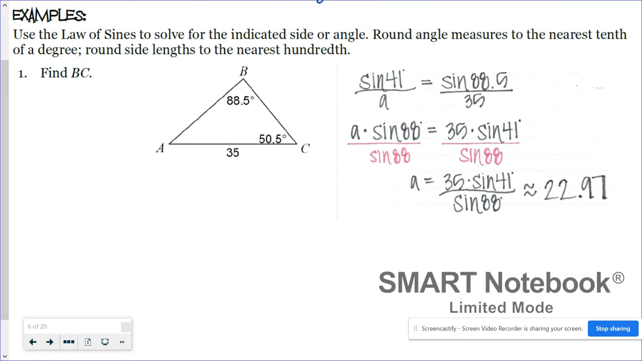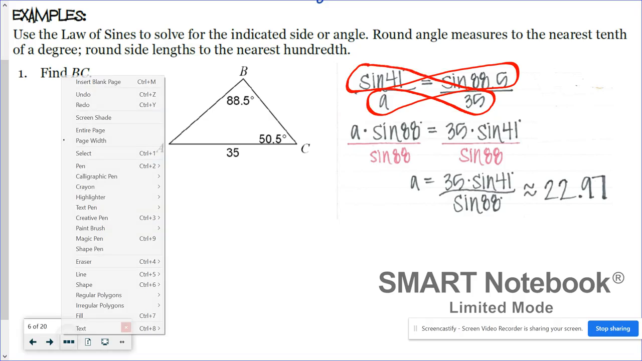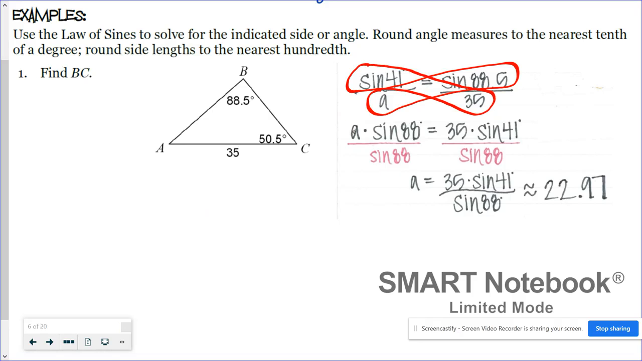What I did is I cross multiplied. So I went A times sine of 88.5, and I went 35 times sine of 41. These were my cross products that I'm showing you right here. I have to get A by itself, so I have to divide both sides by sine of 88.